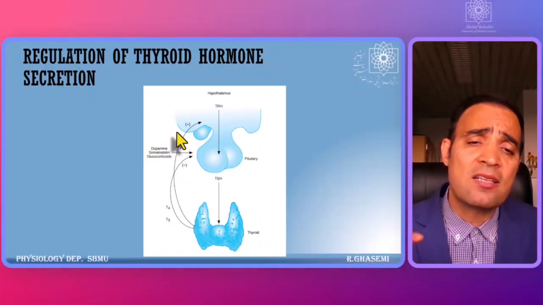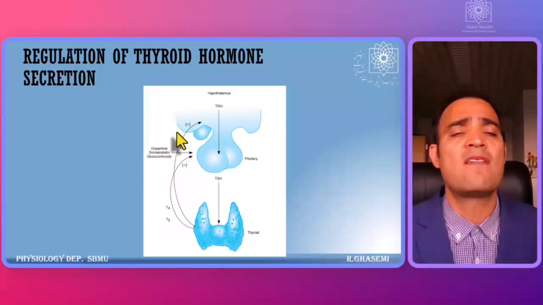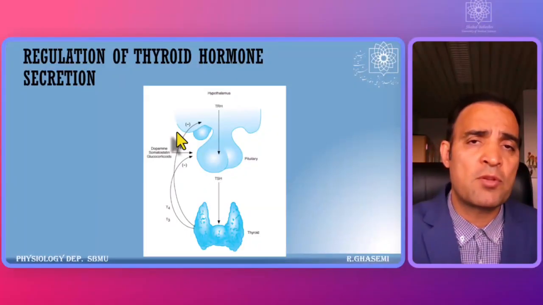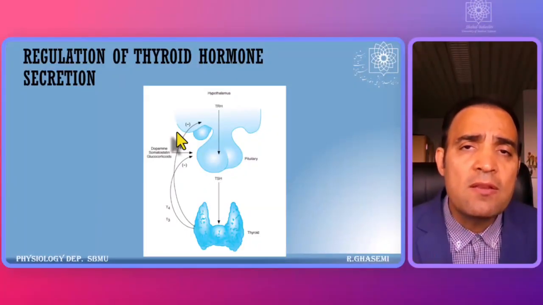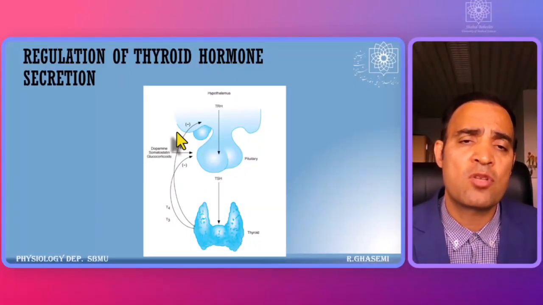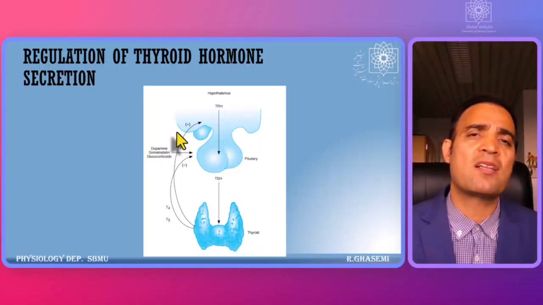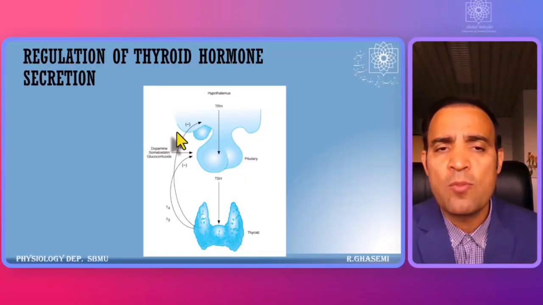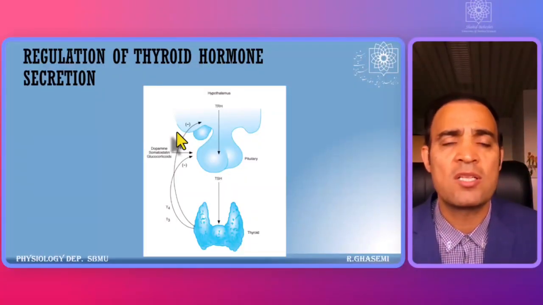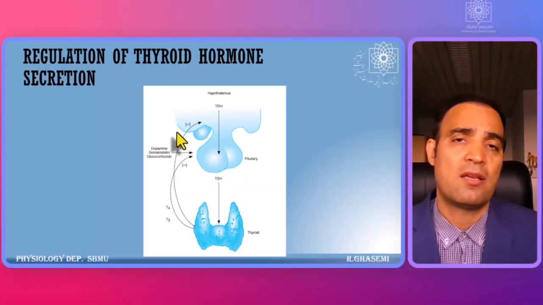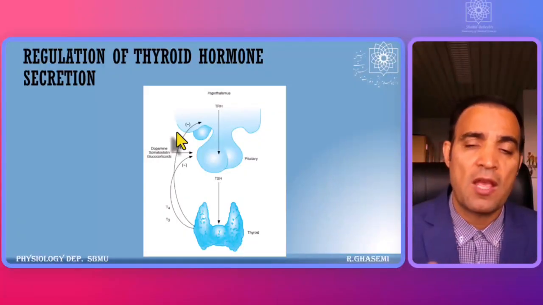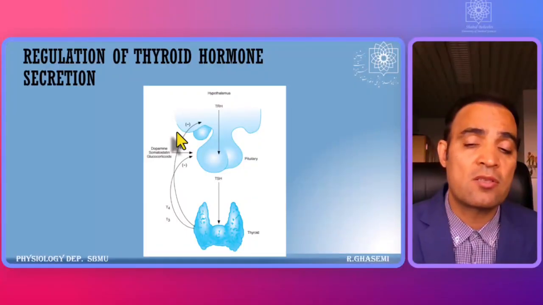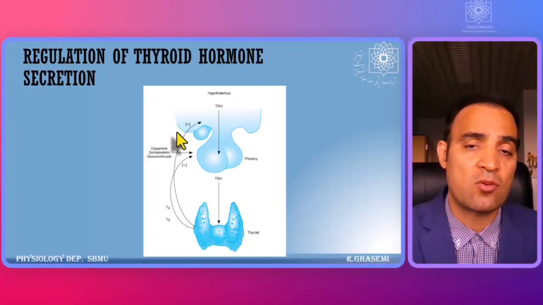Then T3 and T4 that are released will have a feedback on the hypothalamus and pituitary gland to inhibit the release of more thyroid hormone. This is the negative feedback that I told you before. As you can see, some other factors such as dopamine, somatostatin, and glucocorticoids can also inhibit thyroid hormone secretion. And some other factors such as inflammatory cytokines can stimulate thyroid hormone secretion.